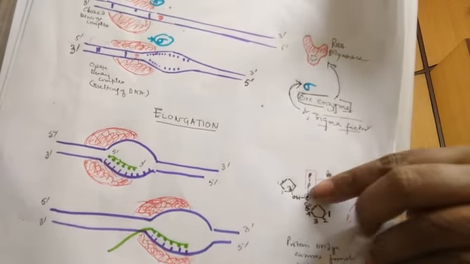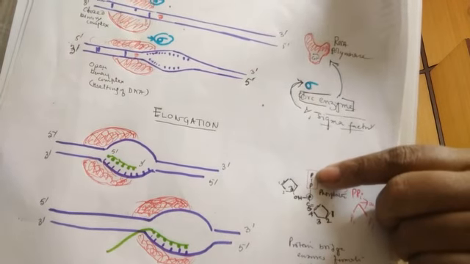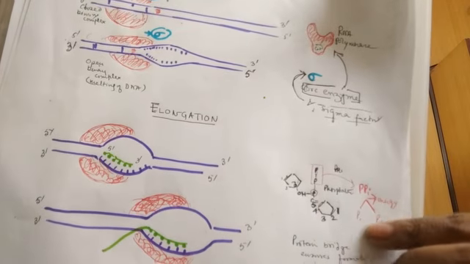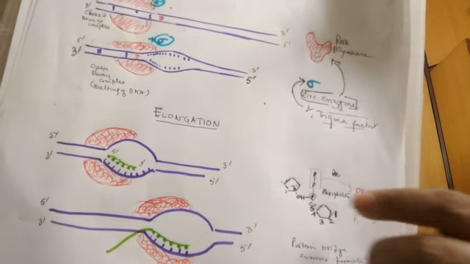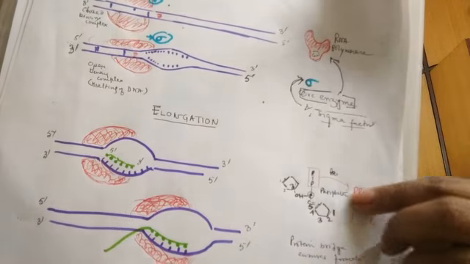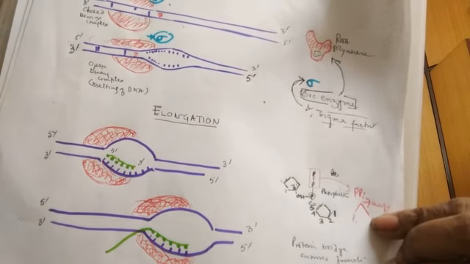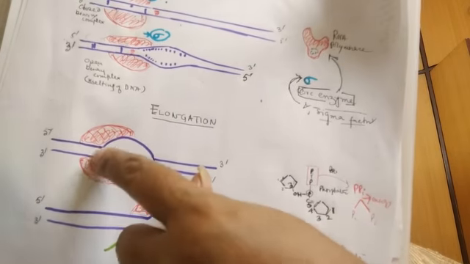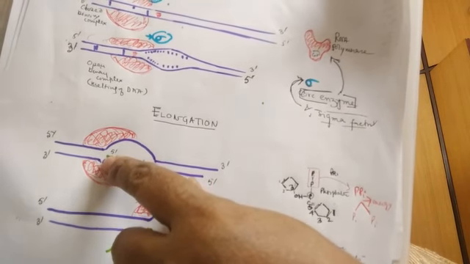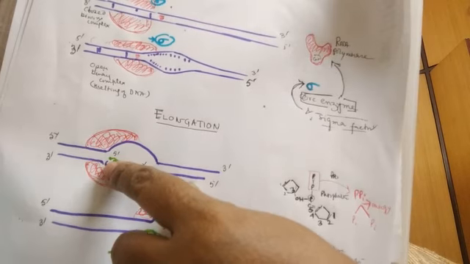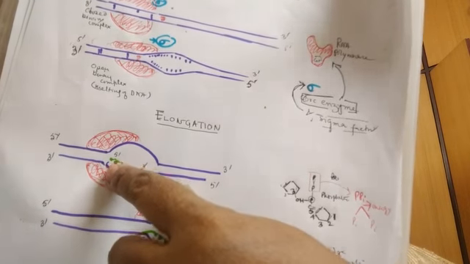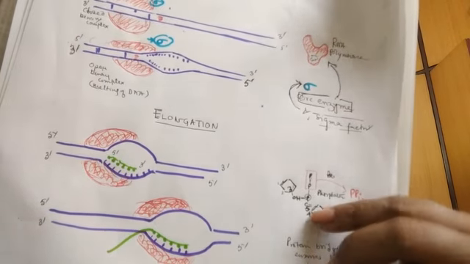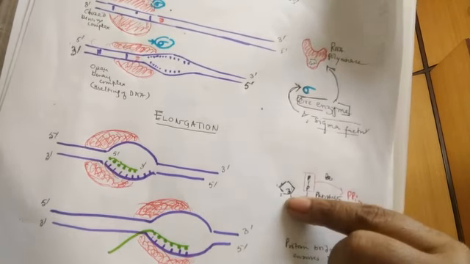And on the template strand, with the help of phosphatase, this pyrophosphate is released and broken down to inorganic phosphate, clear, which provides the energy for forming the temporary bond. Which provides the energy for establishing the temporary bond with the complementary base pairs.